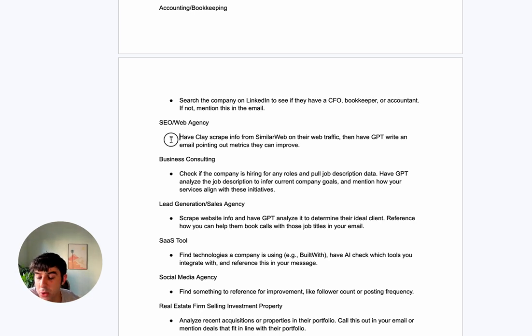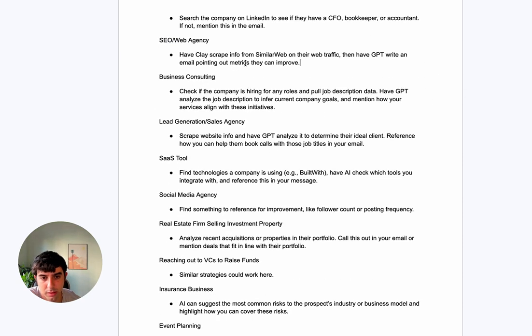So that could be a cool use case for an SEO or web agency, or really any kind of agency where you help people improve their website traffic. You could pull the SimilarWeb results in one place.